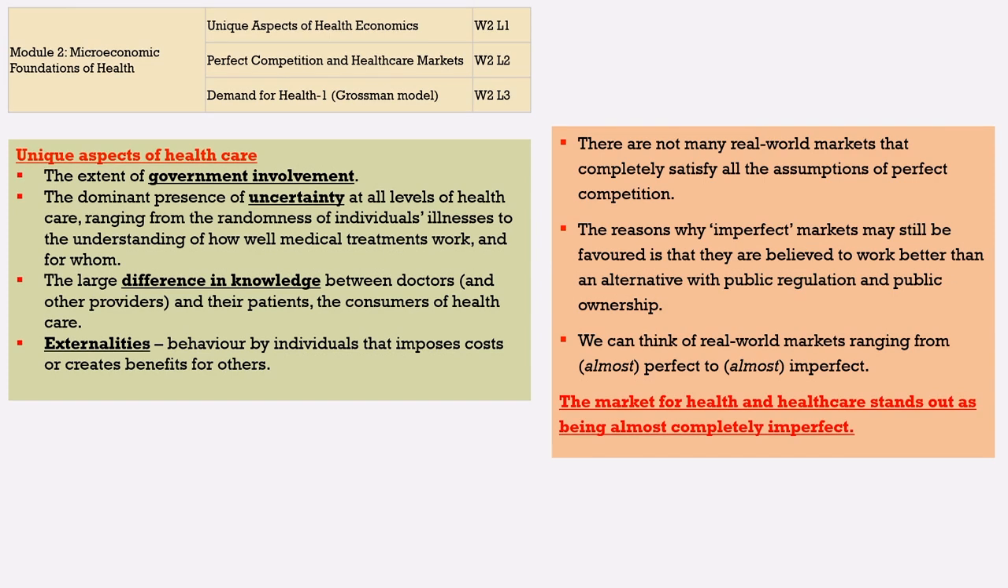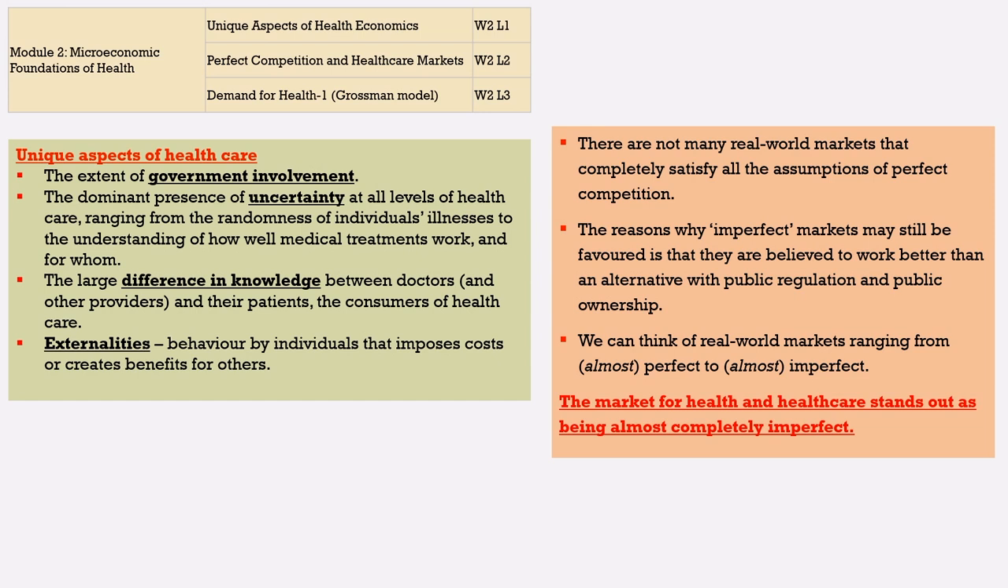Regulations mostly in the form of government interventions, and therefore that distinguishes it from the perfectly competitive models of neoclassical economics. We also saw that there is a dominant presence of uncertainty because illnesses are random events. There is uncertainty at all levels of healthcare, ranging from the randomness of individuals' illnesses to the understanding of how well medical treatments would work or not and on whom. Because of the uncertainty surrounding the interventions of care, it has an impact on demand for healthcare, and therefore, because of this uncertainty, it is not a fair competition as far as buyers and sellers of healthcare are concerned.